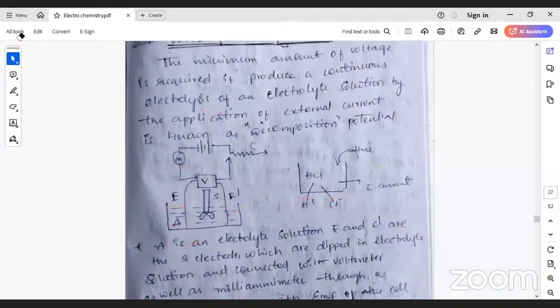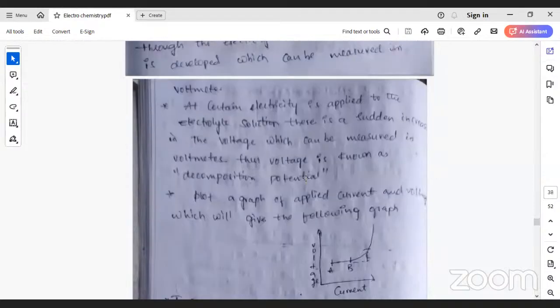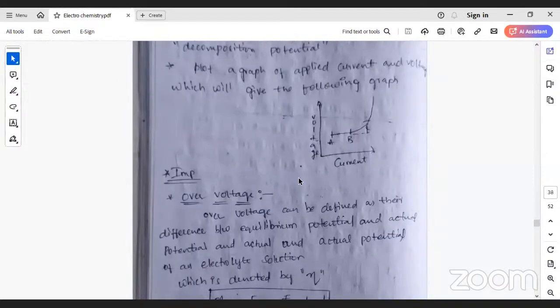With the help of the simple diagram below, we'll see current versus voltage. Initially from A to B, the current is constant as the voltage is applied. But from B to C, it increases a little bit, and from C to D, it increases sharply.